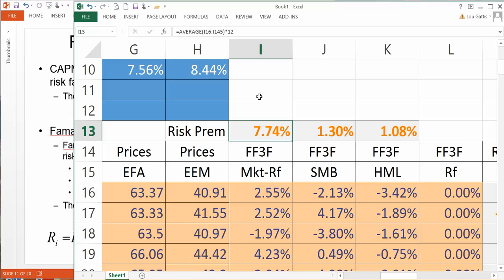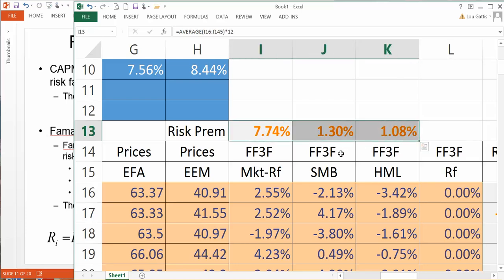Over this 11-year period, stocks have outperformed bills, T-bills, by 774 basis points annualized. Over this period, small stocks have outperformed large stocks by 130 basis points. And over this period, high book-to-market stocks have outperformed low book-to-market stocks. So this is the persistent effect that I mentioned. Small stocks tend to do better, and high book-to-market stocks tend to do better. So we're going to use these as our risk premiums.